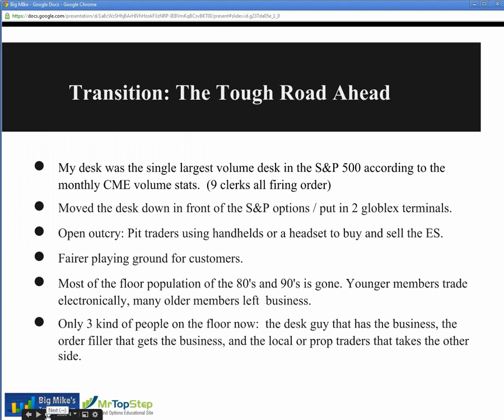Okay, so anyways, my desk was the single largest desk in the S&P 500 according to monthly S&P CME stats. At one point, I had 9 phone clerks. It was unbelievable, you guys. And I'm talking about fighting, spitting. One time, I got in an argument with a clerk that was about 4'8". She worked for a Morgan Stanley broker.